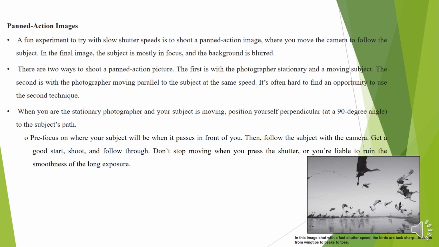When you are the stationary photographer and your subject is moving, position yourself perpendicular, at a 90-degree angle, to the subject's path. Pre-focus on where your subject will be when it passes in front of you. Then follow the subject with the camera. Get a good start, shoot and follow through. Don't stop moving when you press the shutter or you are liable to ruin the smoothness of the long exposure.